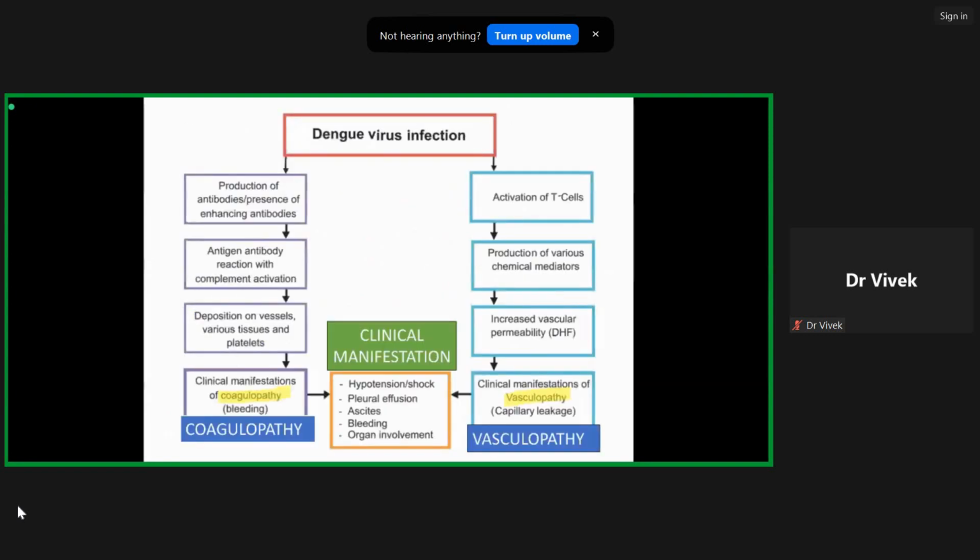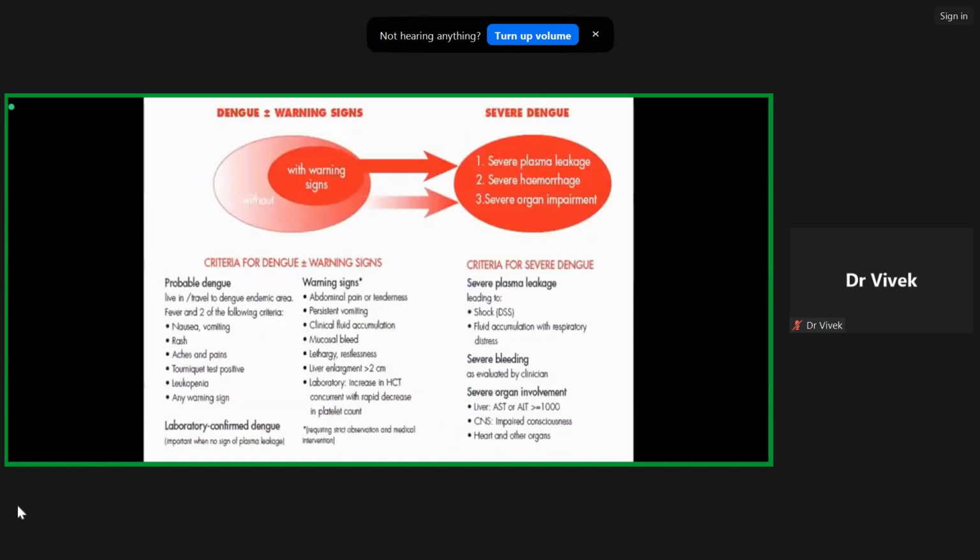This diagram depicts the two most important pathophysiological mechanisms responsible for the clinical manifestation of the dengue fever. Those are vasculopathy, which leads to capillary leak and third space loss, leading to pleural effusion, ascites, and dengue shock syndrome. And the second mechanism is coagulopathy, which leads to bleeding manifestation of the dengue fever and can cause dengue hemorrhagic fever.